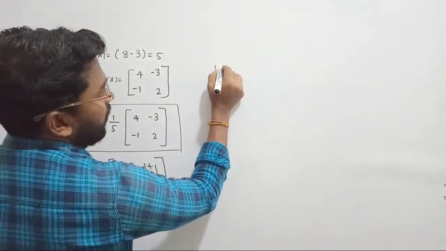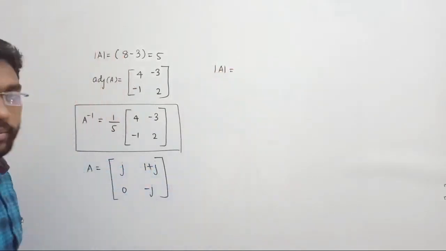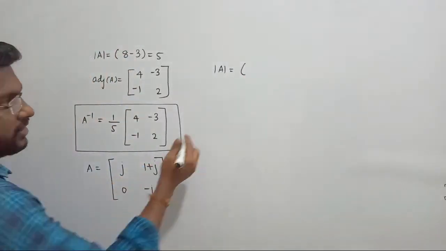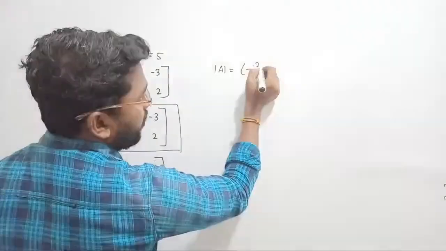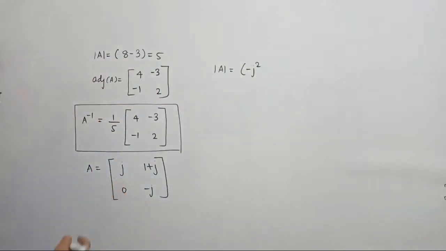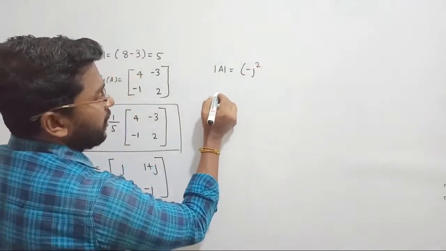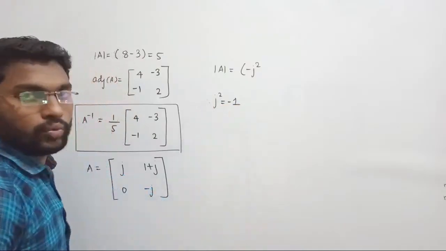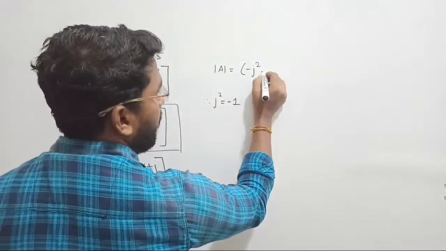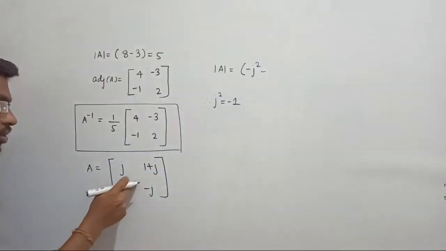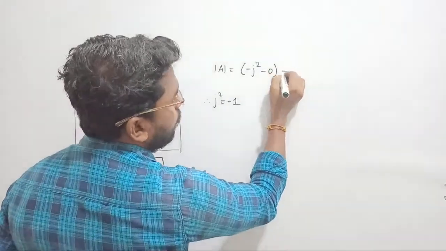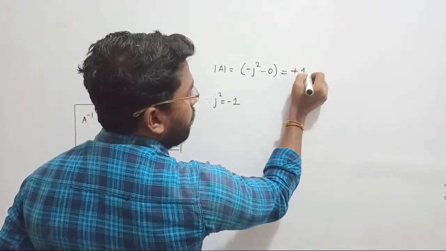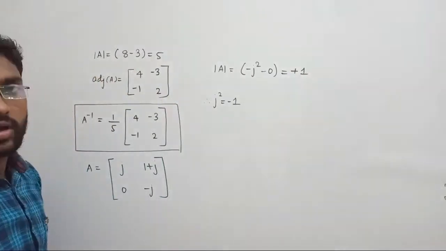Once again, our target is first to obtain the determinant of the matrix. The determinant is the product of the diagonal, J into minus J, which becomes minus J square. We all know J is the complex variable, so in the complex domain the value of J square is equal to minus 1, and we can replace it by minus 1. Minus the product of the off diagonal: 0 into 1 plus J becomes 0 only. Since we already have one more minus, it becomes plus 1. So the determinant for the given matrix is plus 1.